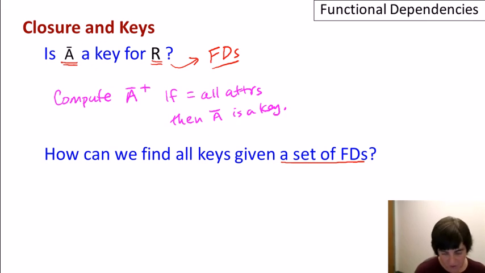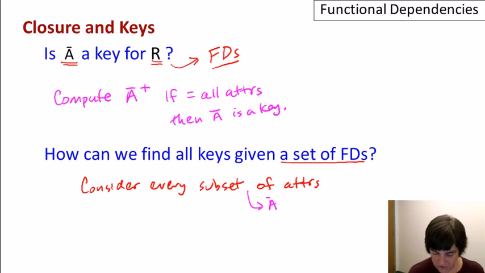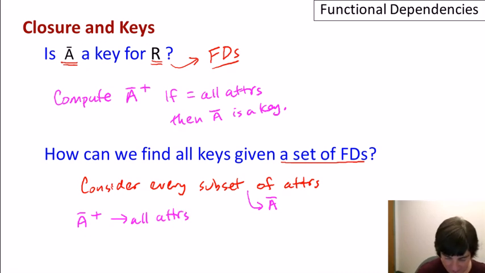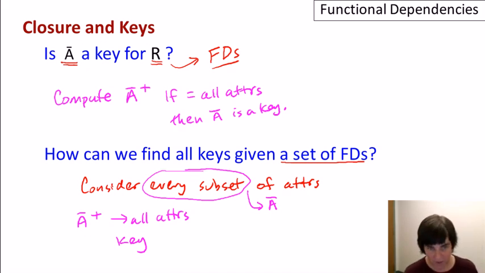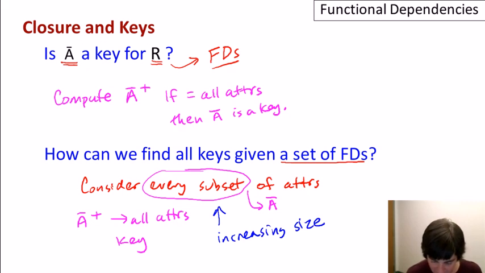As a more general question, let's suppose we're given a set of functional dependencies for a relation. How can we use it to find all of the keys for the relation? So we use the same basic idea of computing closure, but this time we have to do it for every subset of the attributes. Let's call each subset A bar, and we just check if the closure of A bar determines all attributes. And if it does, then it's a key. By considering every subset of the attributes in R, we're considering every possible key, and we'll just check for each one whether it's actually a key.